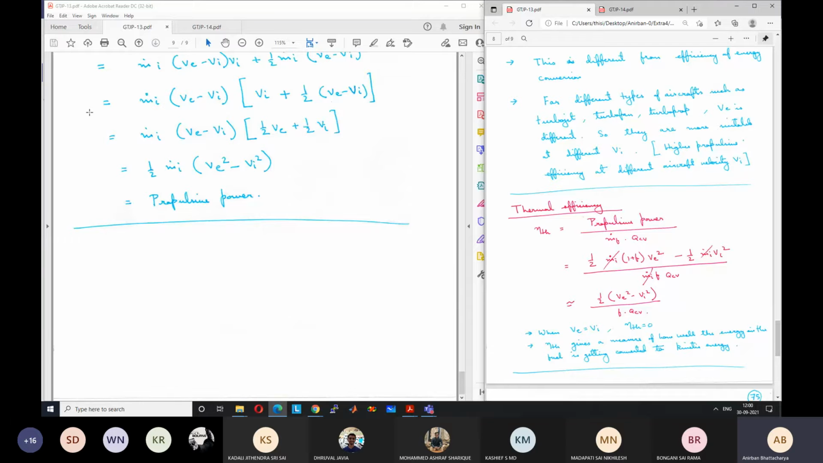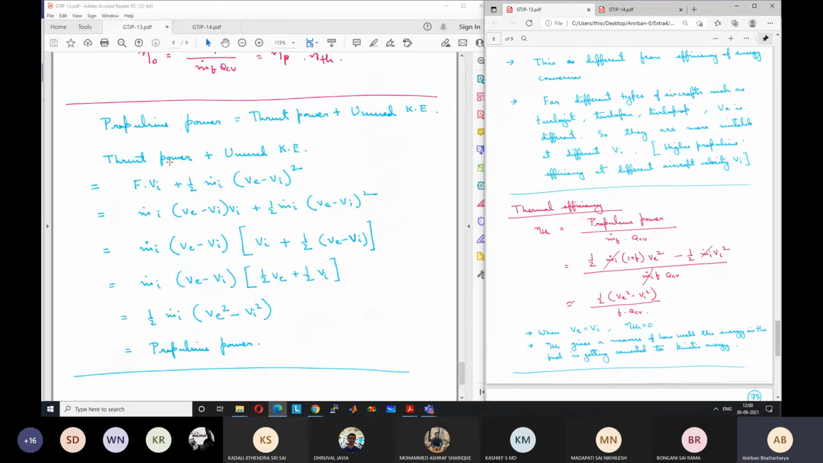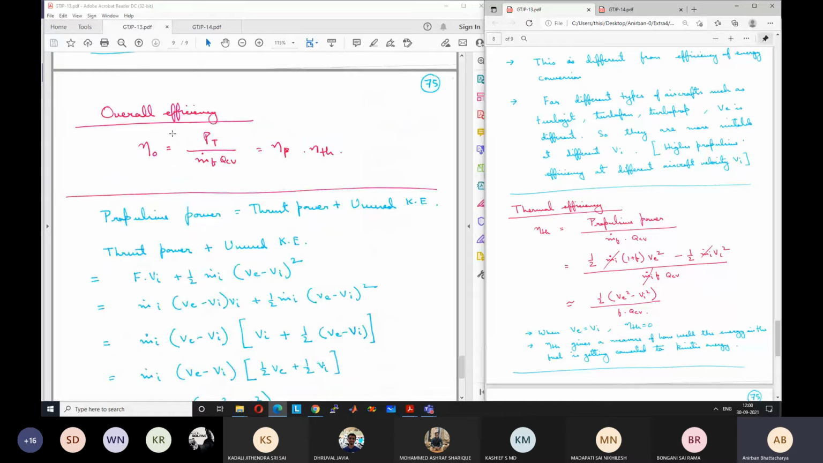Any questions on these different parameters? So we have defined a few parameters today, which are used for characterizing all these jet engines, means turbojet, turbofan, turboprop, ramjet, scramjet. What are these parameters? One is the thrust, a very important parameter. Second is the specific thrust. Both are analogous basically. Specific thrust is the thrust per unit mass. Then we have defined thrust specific fuel consumption, and then propulsive efficiency and the thermal efficiency.